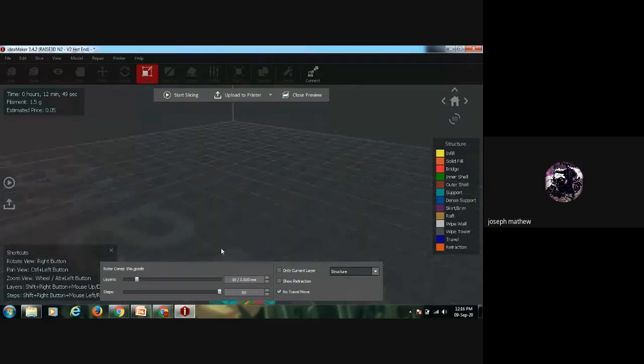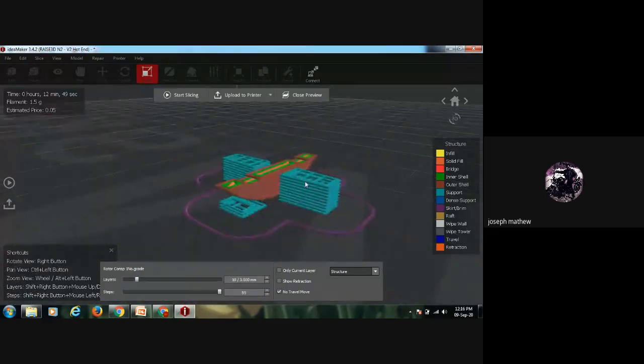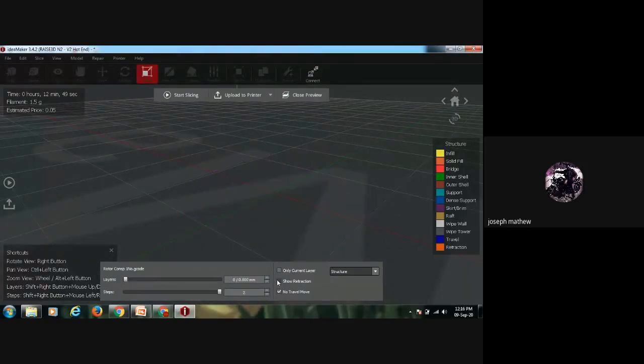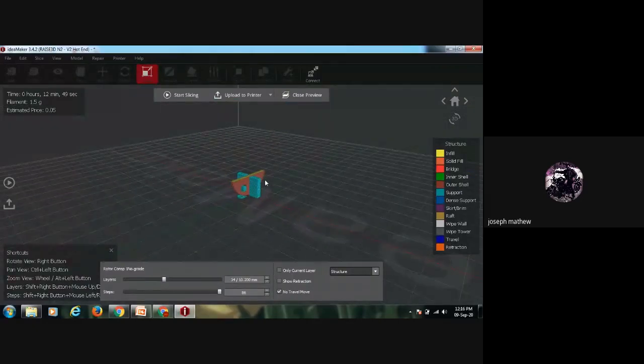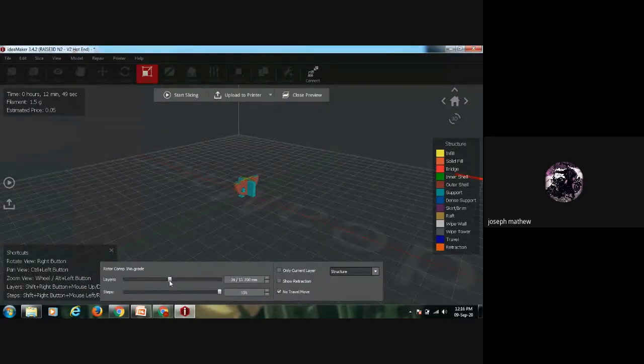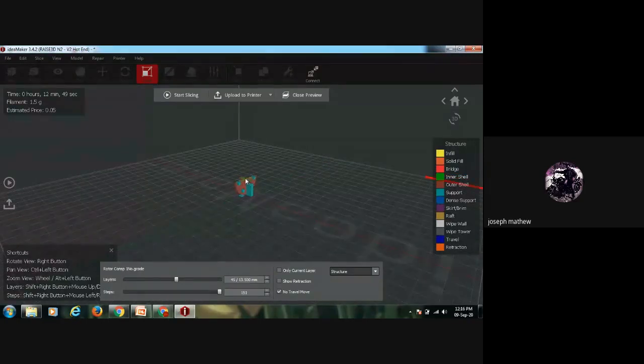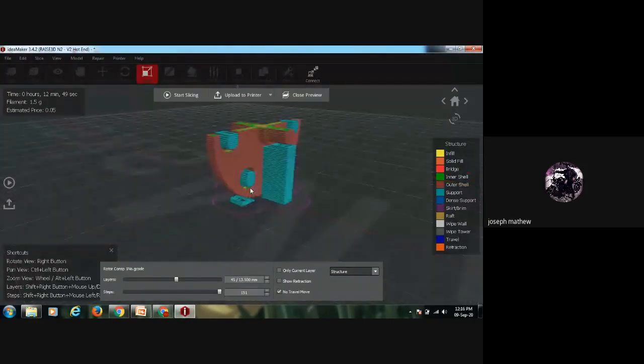I'll explain the different structures in this. The blue one is the support material. The first layer is this, and by depositing different layers, it forms the final object. Since there is an overhang here, this support material is formed beneath it, and this support material can be broken away easily after the 3D printing is finished.